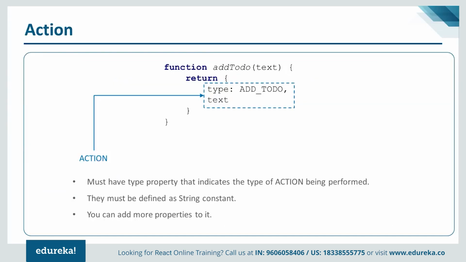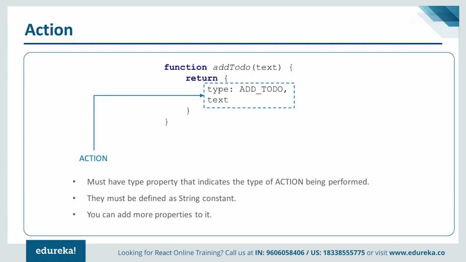Now as you can see here, this is the action. This is how we specify the action in Redux code: we have to specify the type and what it will return. This is a function addTodo which takes text as input and returns something. First of all, an action must have a type property that indicates the type of action being performed. As you can see on the screen, the type of action to be performed is ADD_TODO. The second thing is that they must be defined as a string constant.